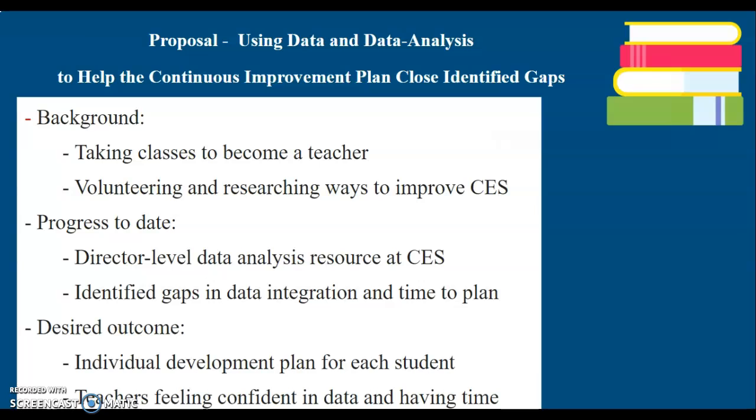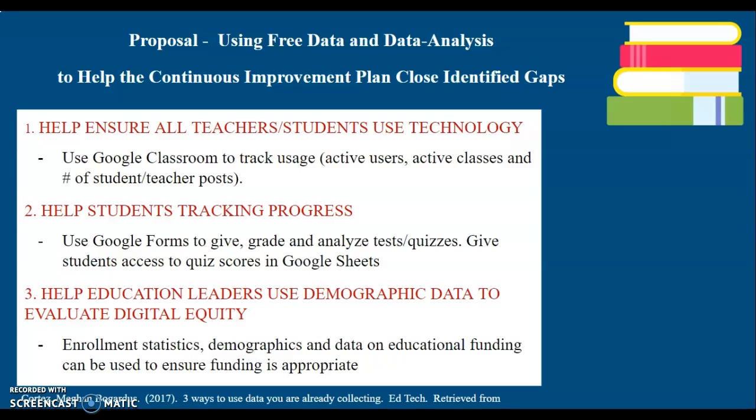So the desired outcome for the continuous improvement would be to have an individual development plan for each student, and for teachers to feel confident in data and having time to analyze it. We've discussed using the Google tools as a free way to do that, to help ensure all students and teachers are using the technology that they've already had for the last few years, so identifying which ones need retraining.